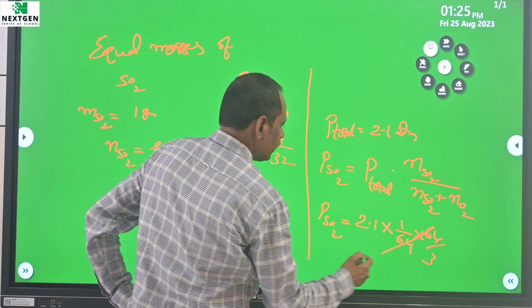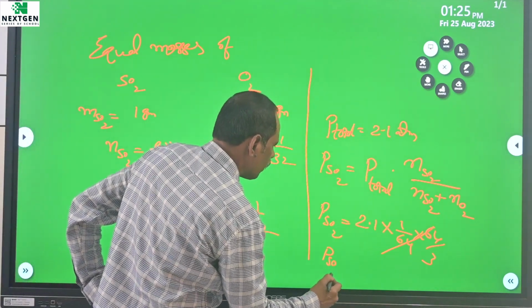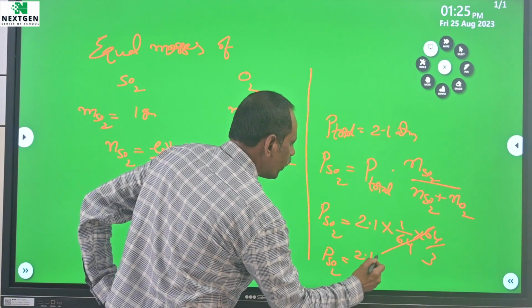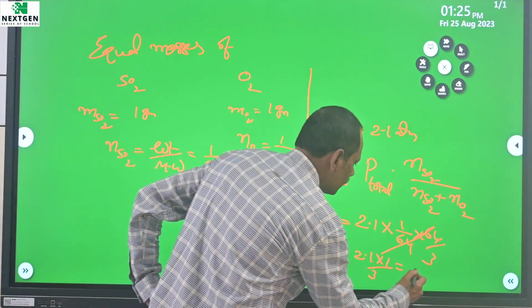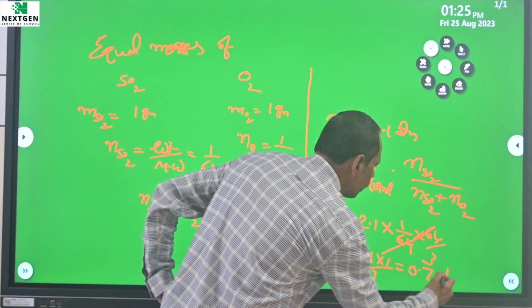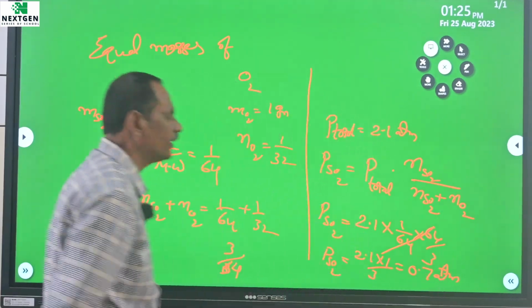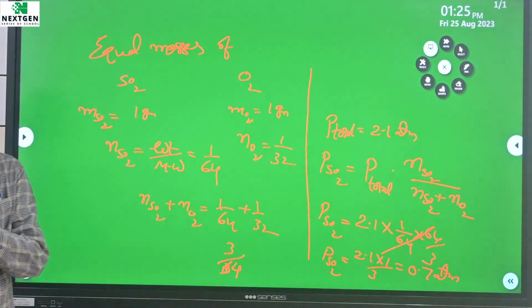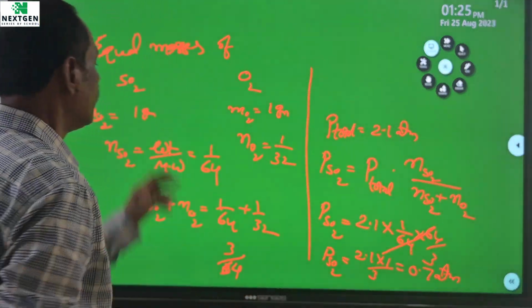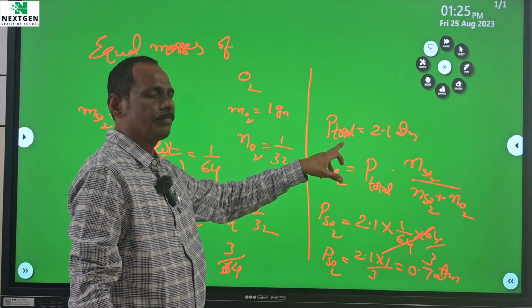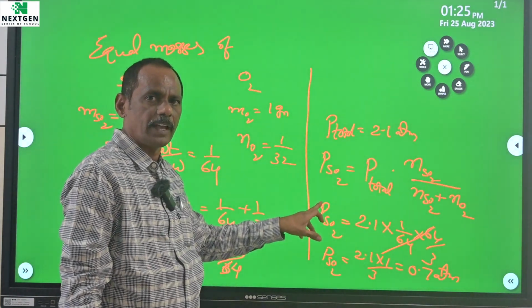Therefore, the partial pressure of sulfur dioxide is equal to 2.1 into 1 by 3. That is equal to 0.7 atmospheres. 0.7 atmospheres, that is the partial pressure of sulfur dioxide. Here the total pressure is given. Calculate the partial pressure of sulfur dioxide.